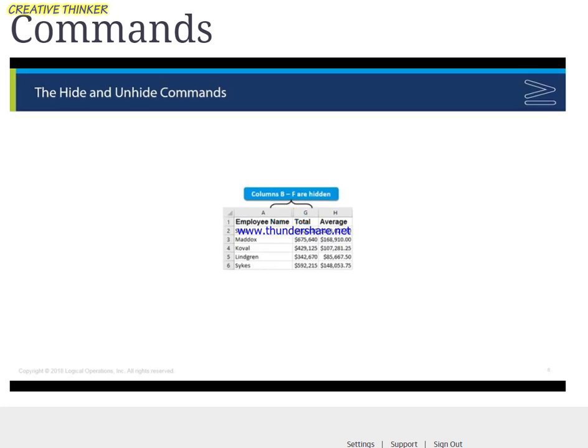A couple other commands that we have are the hide and unhide commands. That's going to allow you to just suppress the visibility of a particular row or column in your worksheet. Let's say, for instance, payroll, and you want to maybe share this worksheet with somebody else, and there's certain information in there that needs to be hidden. Even complete worksheets within a workbook can be hidden. But you can easily do that with the hide and unhide commands.